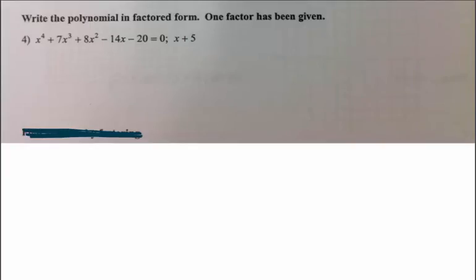Alright, and number 4, we have a huge polynomial, 5 terms, x to the 4th, then cubed, then squared, then x, and a constant, all these things. And it says write it in factored form. One of them's been given. So when we get all of those factors, one of them is that x plus 5. It'll be in my answer.